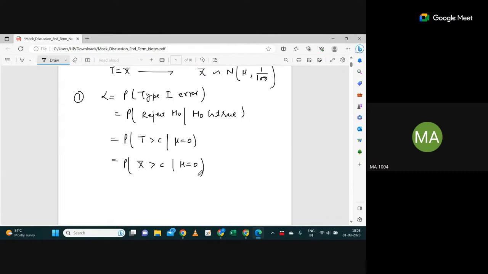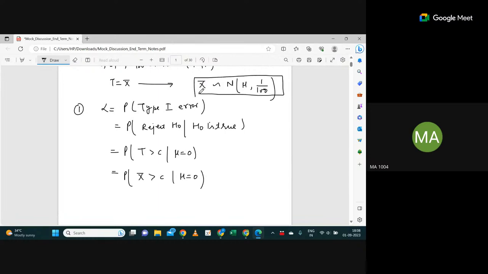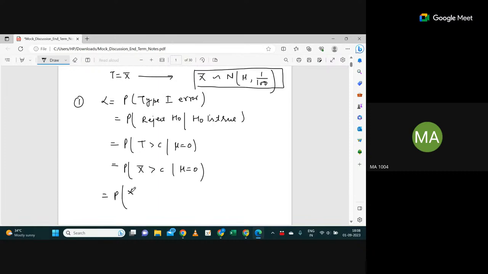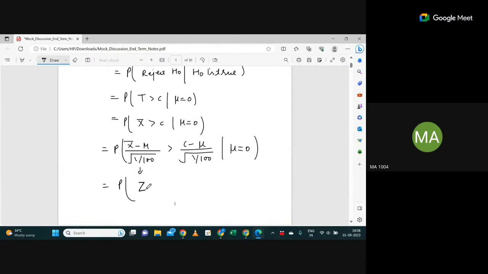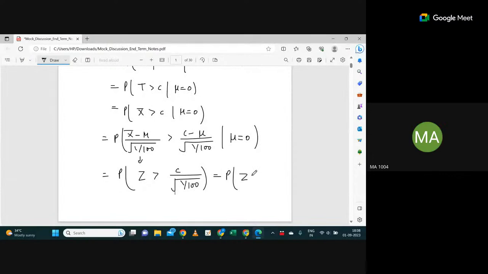What's the next step? We have to normalize it. I know the distribution of X bar is normal with mean mu and variance 1 by 100. So the next step is X bar minus mu, divided by the square root of 1 by 100, because we have to divide by the standard deviation. On the other side, C minus mu divided by the square root of 1 by 100, given that mu equal to zero. If I put mu as zero, this term becomes Z greater than C divided by the square root of 1 by 100. Any doubt so far? No, sir. So this is the probability that Z is greater than 10 times C.